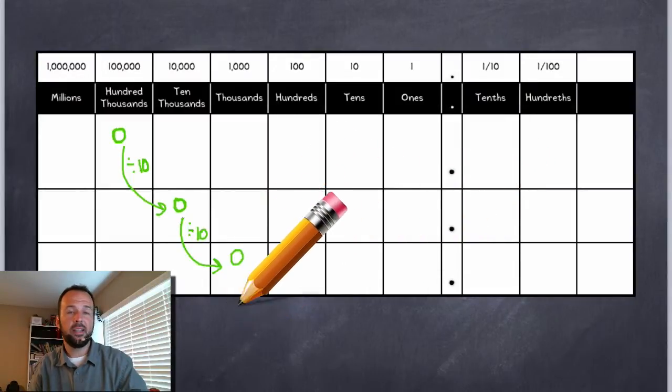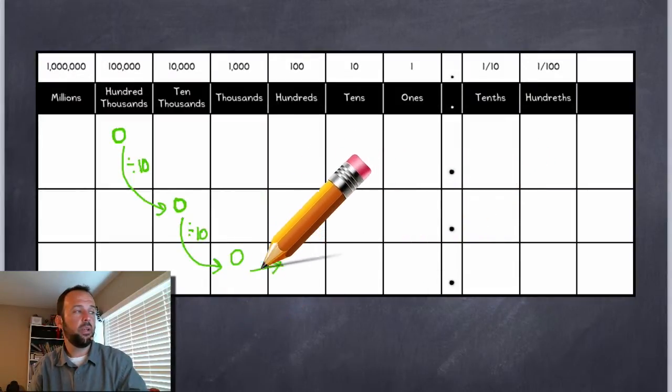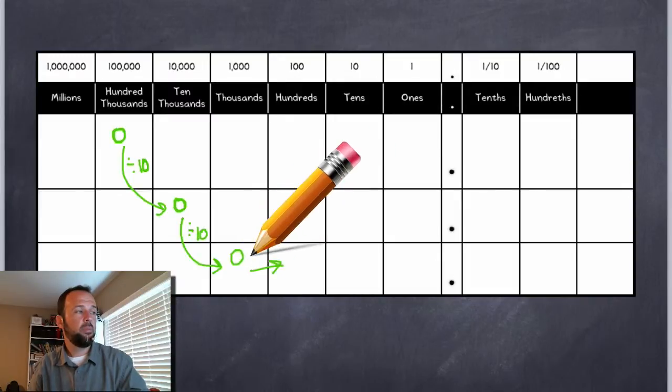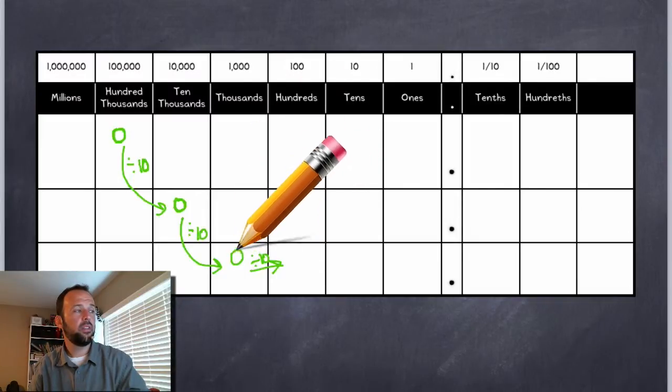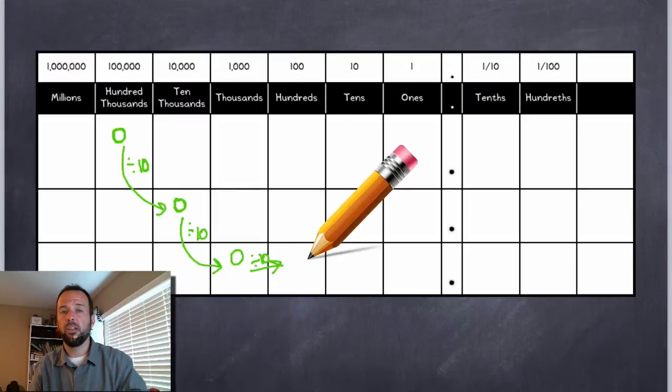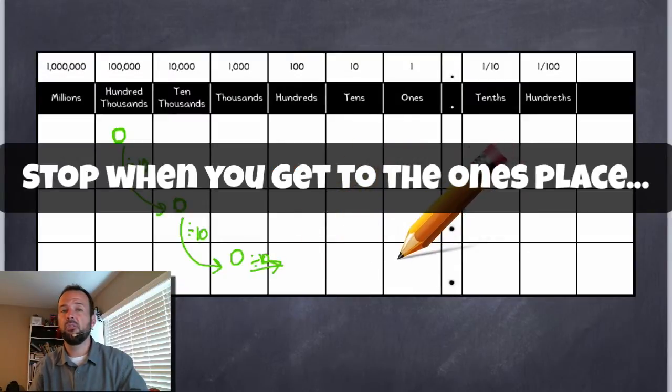Even if you run out of space like I have here, you can just slide it to the right over here. And just keep thinking, if you keep dividing by 10, what's that going to give you for the next place value? Okay, so 1,000 divided by 10 is going to give me how many hundreds? And keep going on your place value chart, okay?